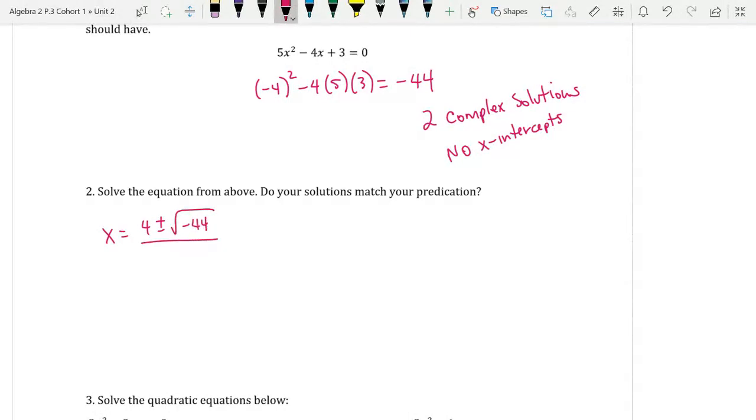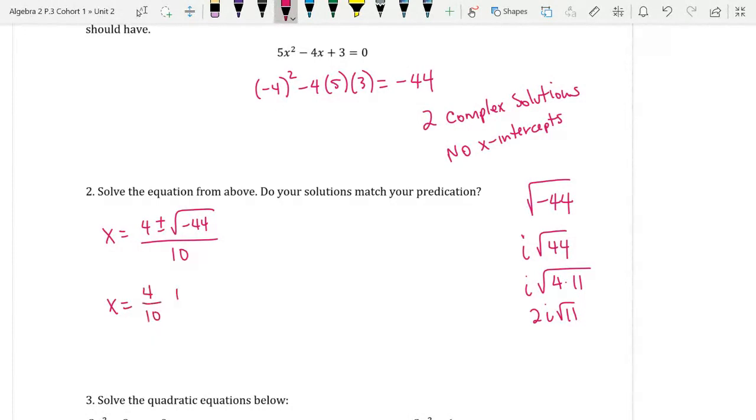The denominator should be 2 times 5, which is 10. Now I want to simplify this. The square root of negative 44 can be rewritten as i square root of positive 44. And then 44 can be broken down to 4 times 11, so that becomes 2i square root of 11. I like to do that off to the side so I'm not jumbling up what I'm doing in the quadratic formula. So now I can rewrite this as 2 fractions, 4 tenths plus or minus 2i square root of 11 over 10. I'm just breaking apart that denominator into the 2 fractions that it really is.